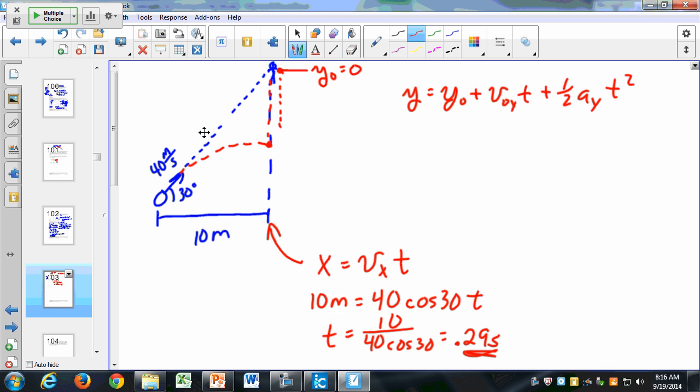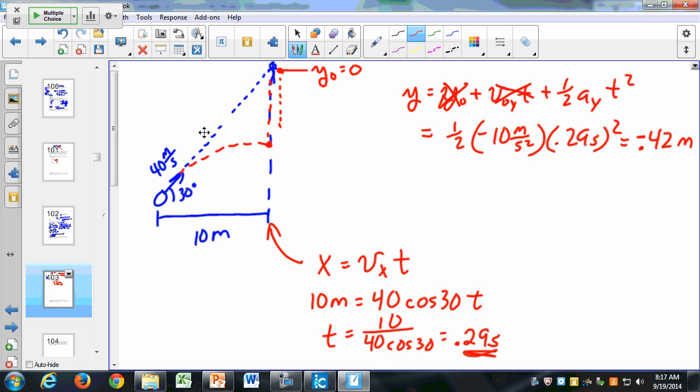What is my v naught y for this guy? This is the guy dropping out of the window. It's 0, right? He has no y velocity. So I get rid of a couple things. I get rid of this term and of this term. So this is just going to be 1/2 times -10 times 0.29 squared. I get 0.42 meters, or negative 0.42 meters. That means that guy drops 0.42 meters.